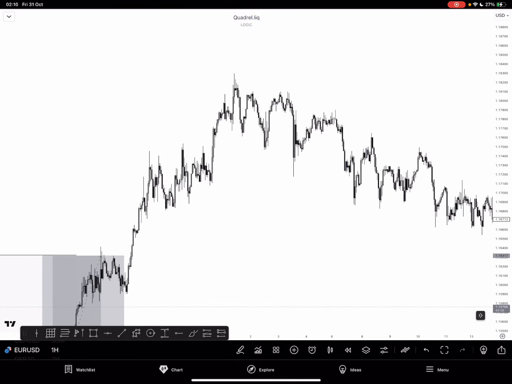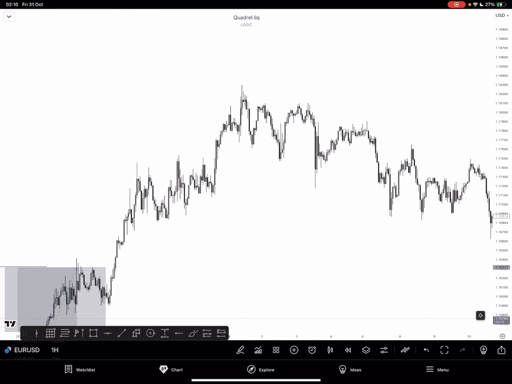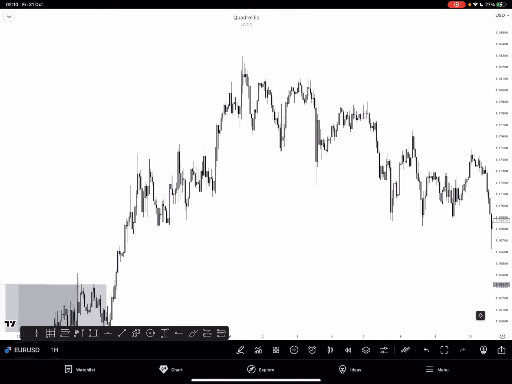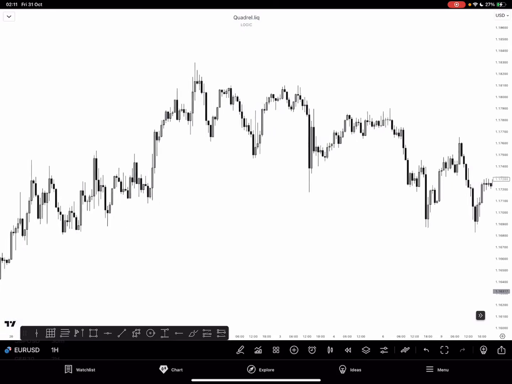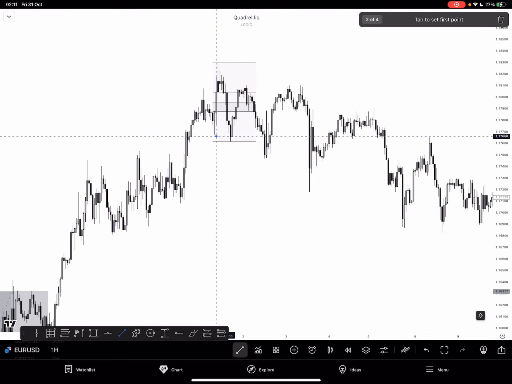I can go on and on and on. Just make sure you are making use of your time frame for it. Most preferably, maybe like 30 minutes and above. So you didn't need too much. You have a break of structure right here. This is another one, a break of structure to the downside right here.